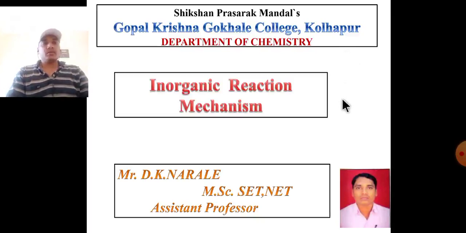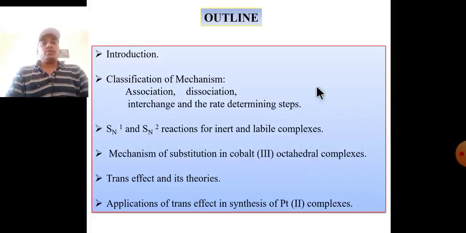Today we will discuss inorganic chemistry paper number 13, inorganic reactions. To study the first topic, inorganic reaction mechanism. The outline of this topic contains the introduction and classification of mechanism. This classification of mechanism contains association mechanism, dissociation mechanism, interchange mechanism, and the rate determining step.